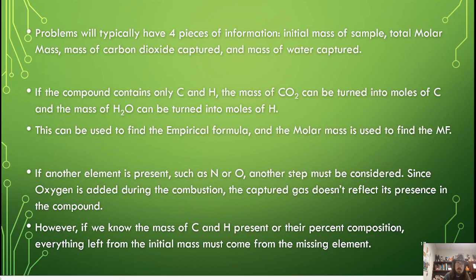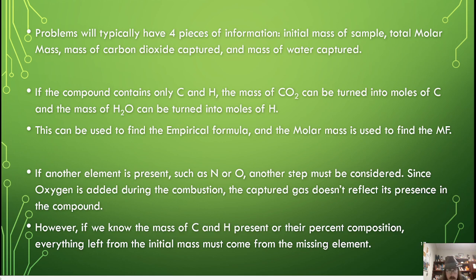Now, a problem like this will typically have 4 pieces of information. They will have an initial mass of our sample. We will be given something like the total molar mass. We need to find out what the molar mass is so that we can find the molecular formula from the empirical formula. Then the problem will give you the mass of carbon dioxide captured and the mass of water captured. So these 4 pieces are all you need to find out your molecular formula.